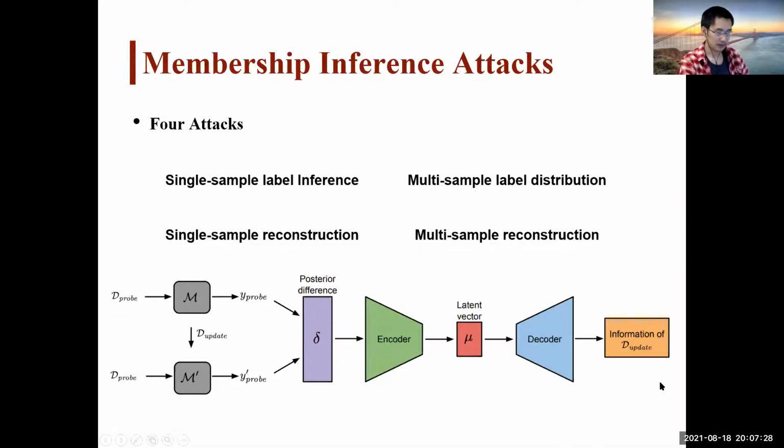And here is the general pipeline of the attacks. Note that here the difference comes from querying the shadow model, not the target model, since we are in a black box setting where we cannot manipulate the target model.